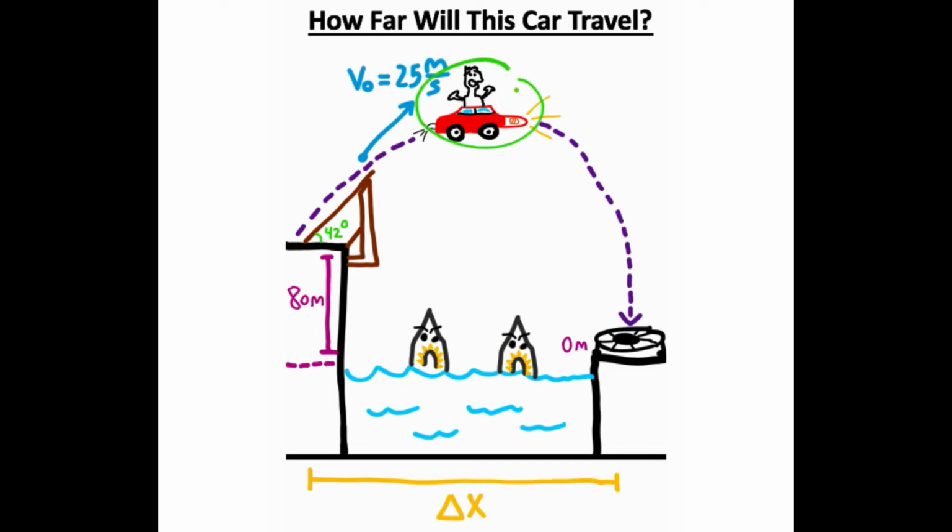Okay, so we have this guy in a car here, and he launched himself off of a ramp at an initial speed of 25 meters per second. The ramp had an angle of 42 degrees. He was originally on an 80-meter tall cliff, and he's trying to hit this crash pad over here that's on ground level, which we're calling 0. What is the distance, or how far will this car travel?